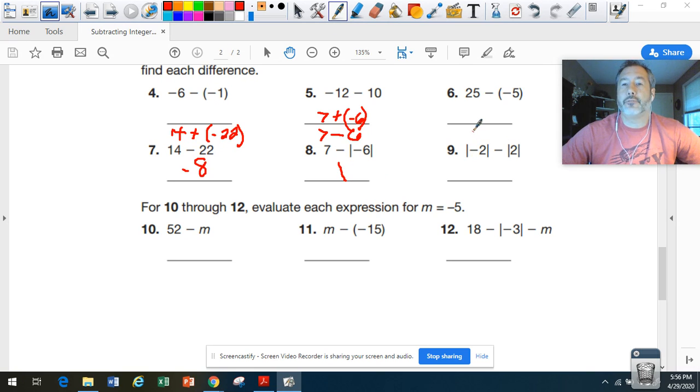Okay, here we go. Absolute value of -2 is 2. Minus absolute value of 2 is 2. 2 minus 2, it's a difficult one, 0. Very good.